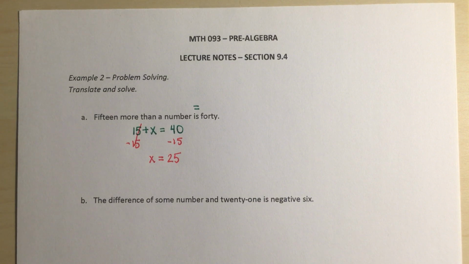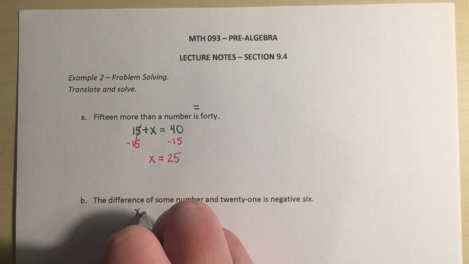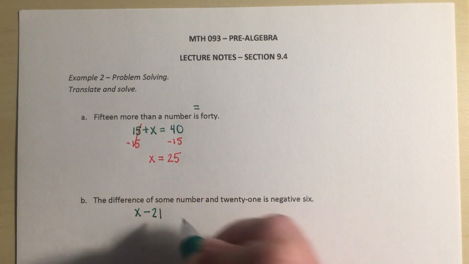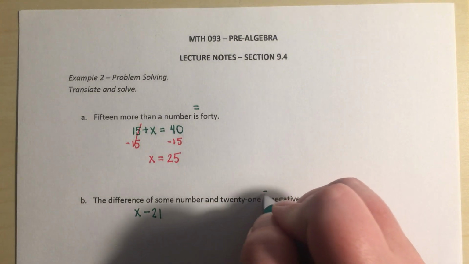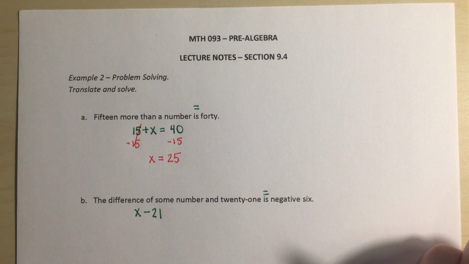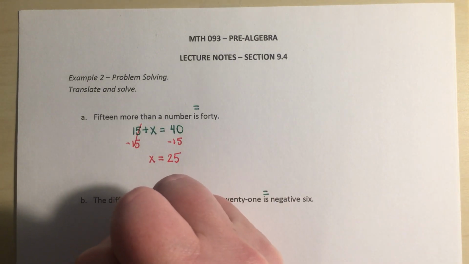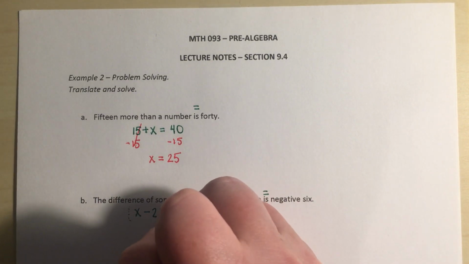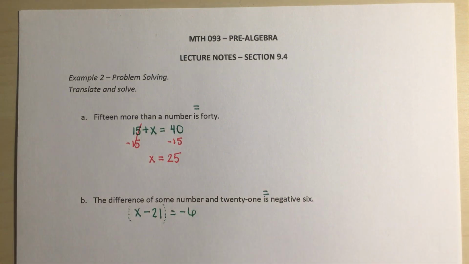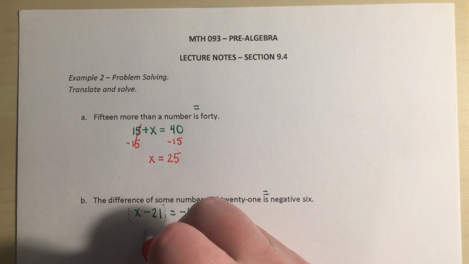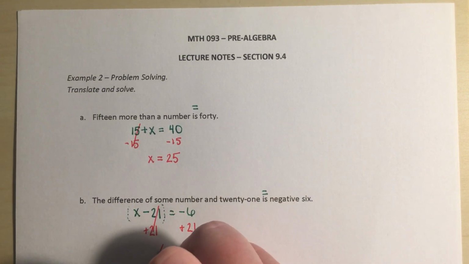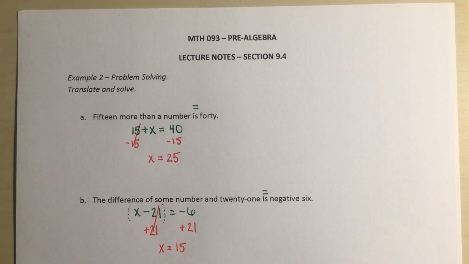Right, the difference of some number and 21 is -6. So x minus 21. We could put those in parentheses because we have "difference of," but notice that we have the equal sign here. There's nothing being multiplied or anything, so the parentheses, again, we could put them in there if we wanted to, but they're really not necessary in this case. It is going to be equal to -6. So to solve this one, get rid of our number, add 21 to both sides. x equals 15.